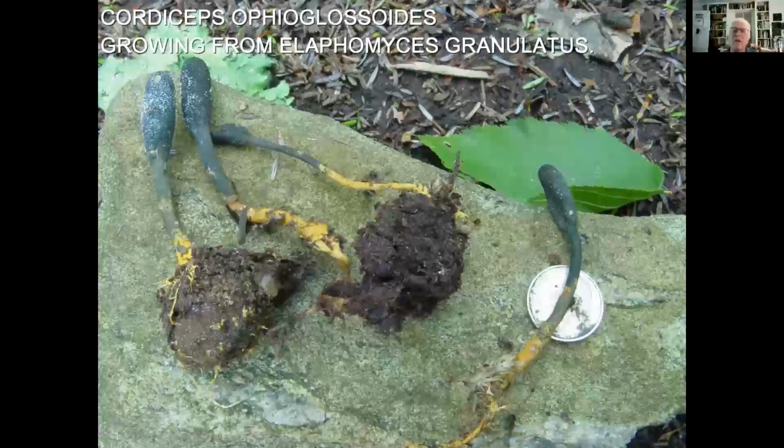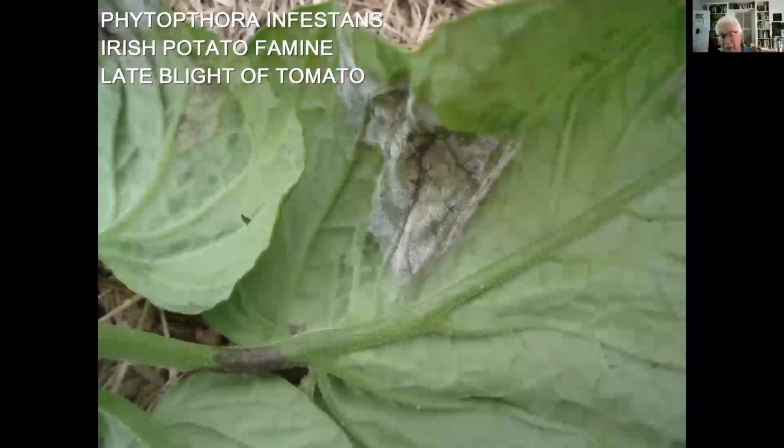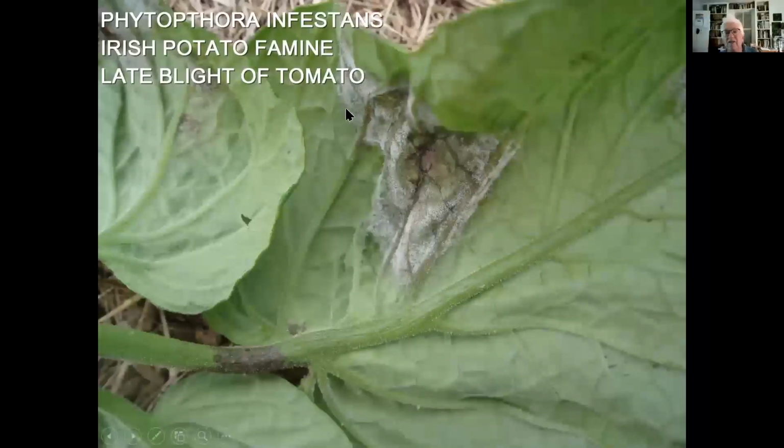These are often collected for medicinal purposes. This is a pathogen on a plant. This is Phytophthora infestans, the fungus responsible for late blight of tomato and the Irish potato famine.